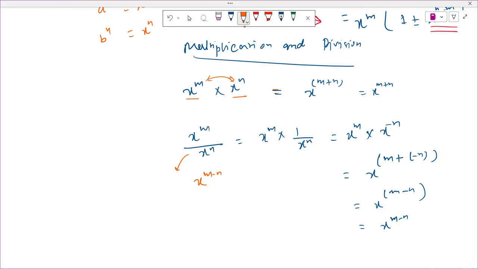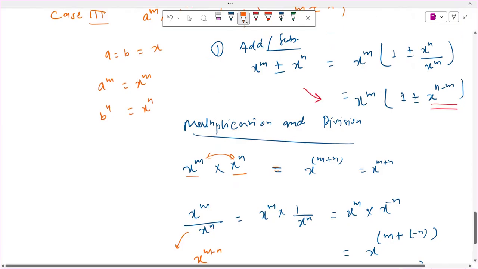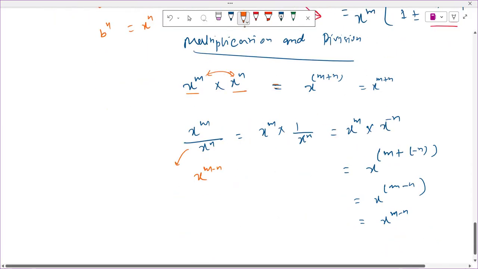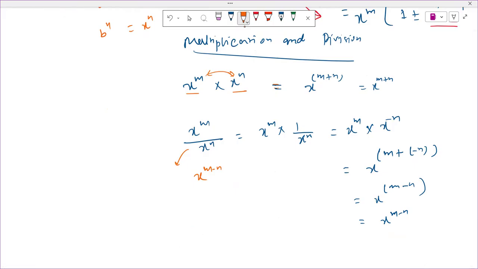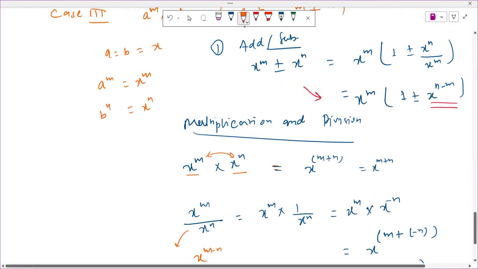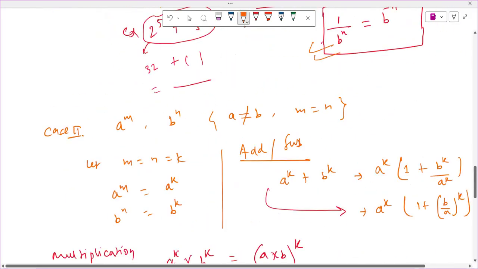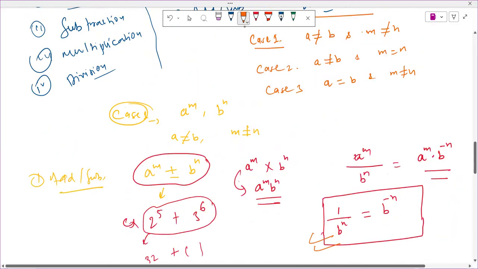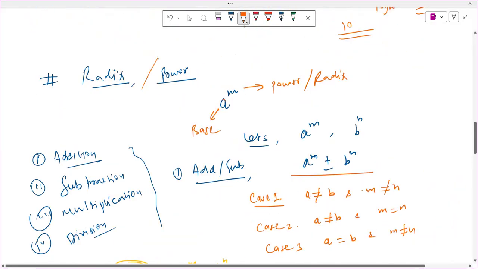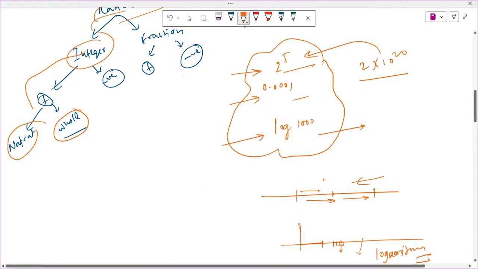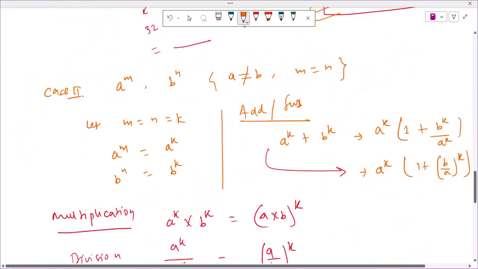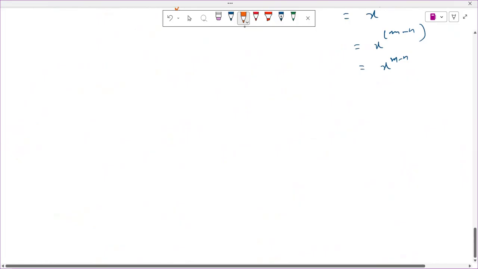So this way you can represent any number. Your x can be any number, m can be any number, n can be any number. I think I have discussed all the scenarios here and the representation of different numbers and powers. Another thing is logarithm. Let's discuss it shortly here.